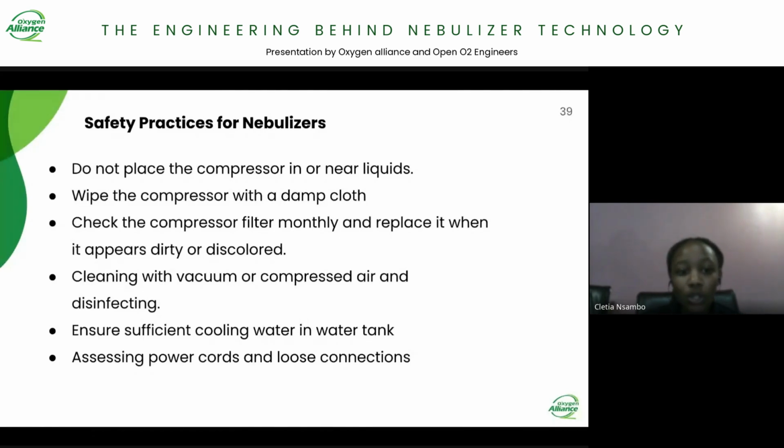And also you need to wipe the compressor with a damp cloth. This point is related to the first point, because a wet cloth might damage your compressor. So you just need to use a damp cloth.